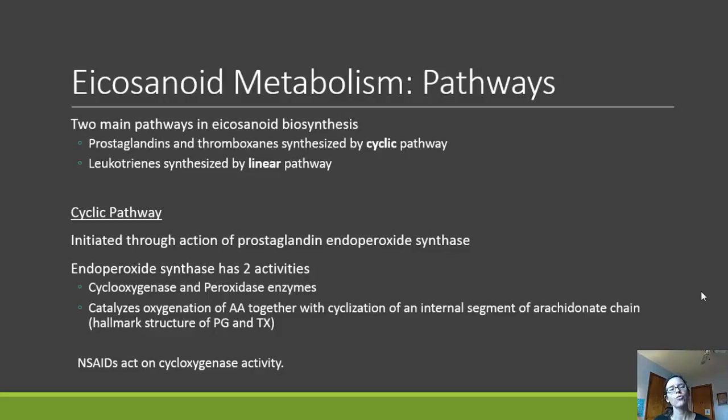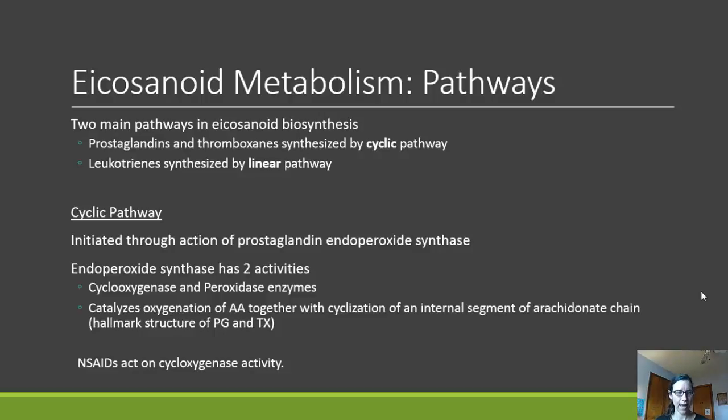All right, so let's talk about the ways by which we make eicosanoids from our precursors, arachidonic acid and EPA. Prostaglandins and thromboxanes are synthesized in what we call the cyclic pathway, and leukotrienes are synthesized in what we call the linear pathway. So these are the two pathways by which we make eicosanoids from our essential fatty acids.